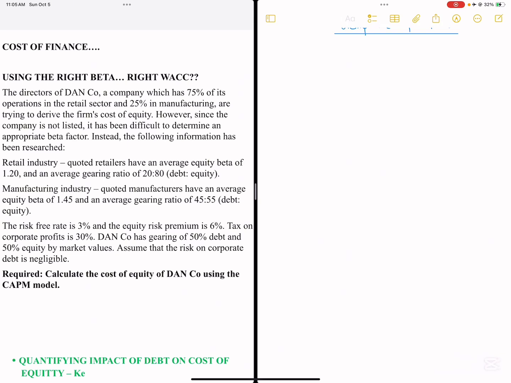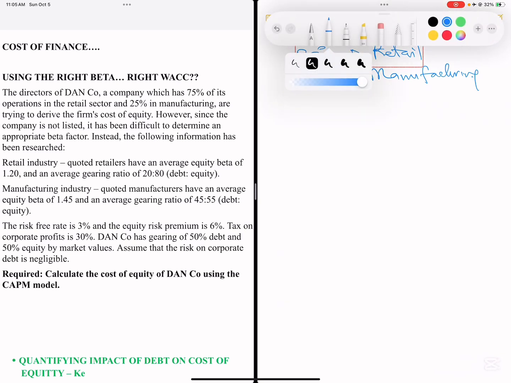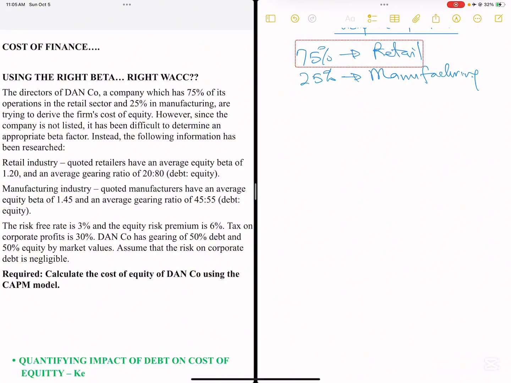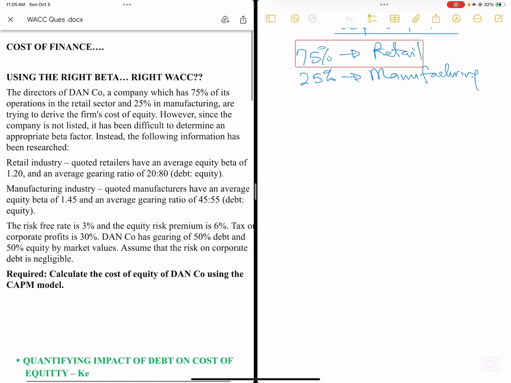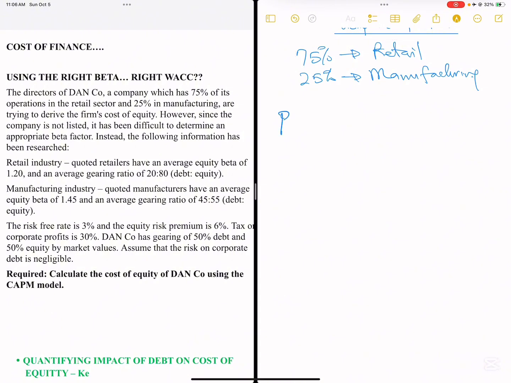So you have a Danco that operates 75% across retail and 25% in manufacturing. So we've been asked to calculate the cost of equity of Danco using the CAPM model. If you look at this question, you will see that we need to remember the formula that was given by M&M for gearing and degearing.